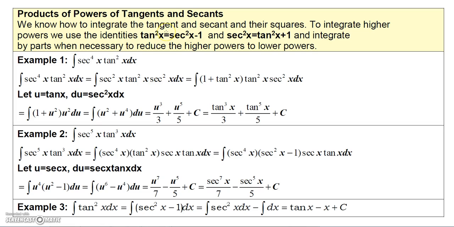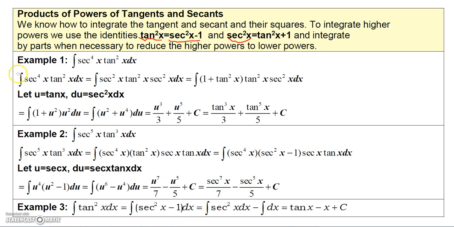Okay, so in this section we're going to continue talking about powers of trig functions, and here we're going to deal with products of powers of tangents and secants. So remember that anytime you have tangent squared x, you can replace it with secant squared x minus 1, and anytime you have secant squared x, you can replace it with tangent squared x plus 1.